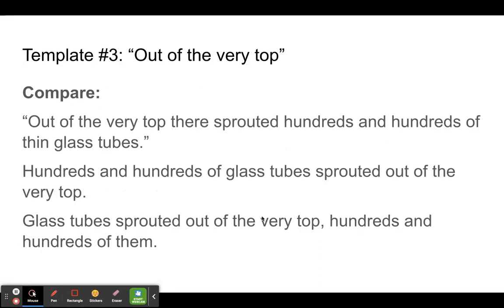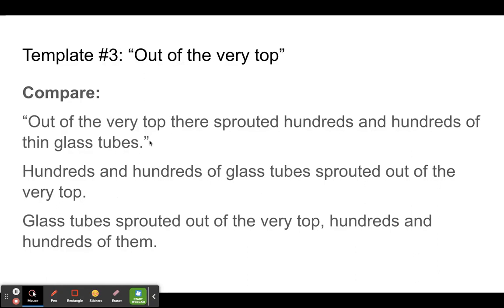So let's compare. There are different ways to say this idea and do the word order, and so we can look at the different choices and see what effect it has to do it this way. Our template sentence again, out of the very top, there sprouted hundreds and hundreds of thin glass tubes. Or you could say hundreds and hundreds of glass tubes sprouted out of the very top. This would be the most common way of phrasing this sentence. Hundreds and hundreds of glass tubes, the subject being glass tubes, sprouted. Or you could do it this way. Glass tubes sprouted out of the very top, hundreds and hundreds of them.